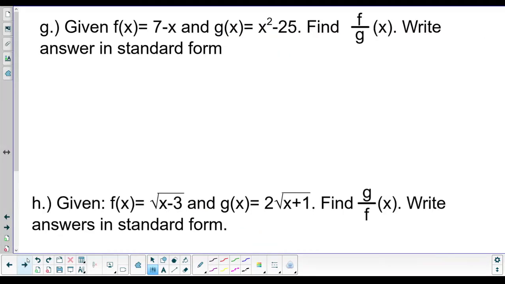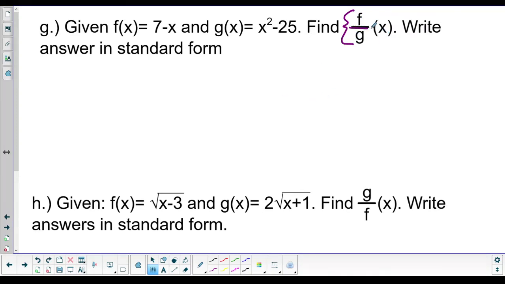All right, we're going to talk about dividing. Again, you're not going to have to do any simplifying. This will come much later in the class. For today, all we're going to do is set this up and then you're done. These are the easiest problems on the homework. So we have f divided by g of x.